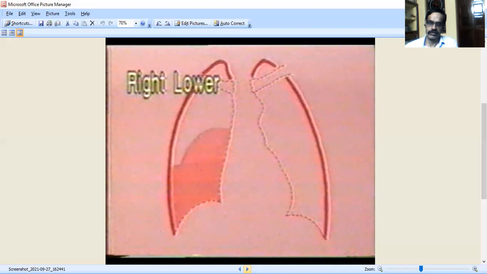if consolidation is there, it will silhouette with the right cardiac part, the apex, the upper part of the heart. If the consolidation silhouettes with the right cardiac border, it is in the middle lobe. If it silhouettes with the right diaphragmatic border, it is in the right lower lobe, isn't it?